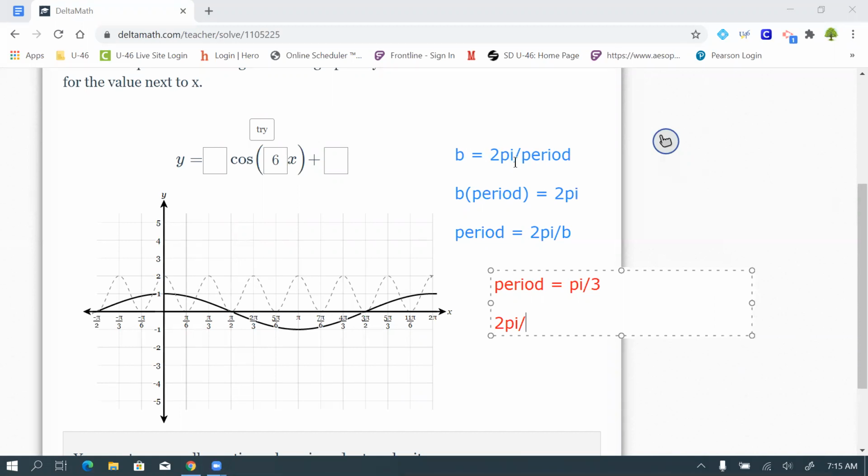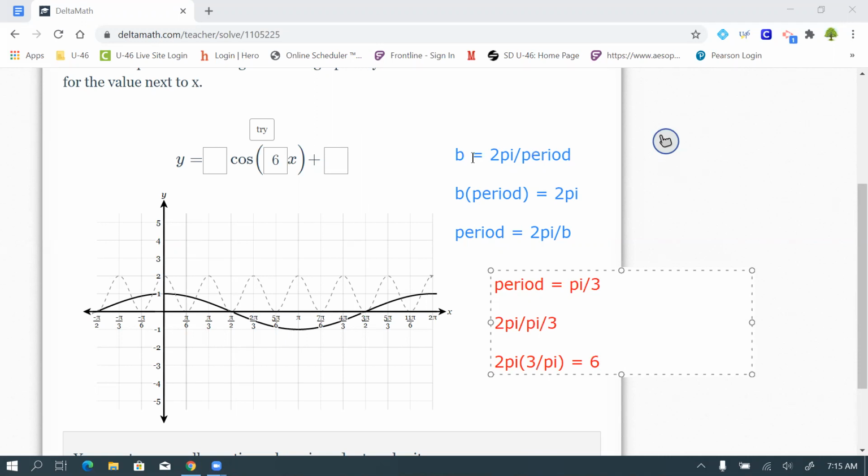2 pi divided by the period. We know the period is pi over 3, and you're dividing by a fraction, so you flip and multiply. If I flip that, it becomes 3 over pi. The 2 pi's cancel out, and I'm just left with 2 times 3, which is 6. So 2 pi divided by the period will equal b.